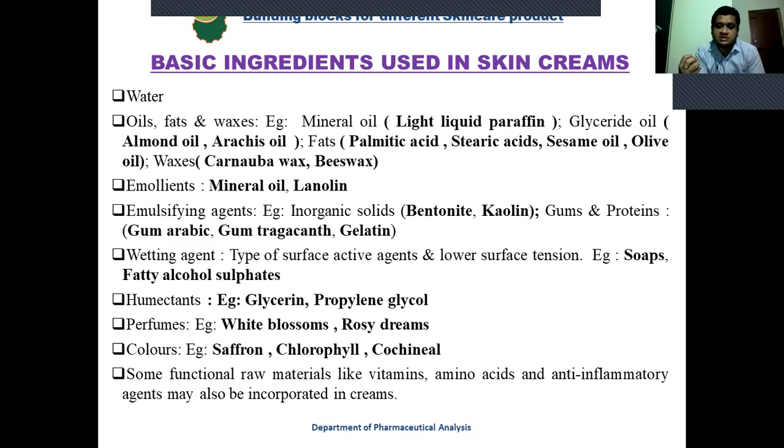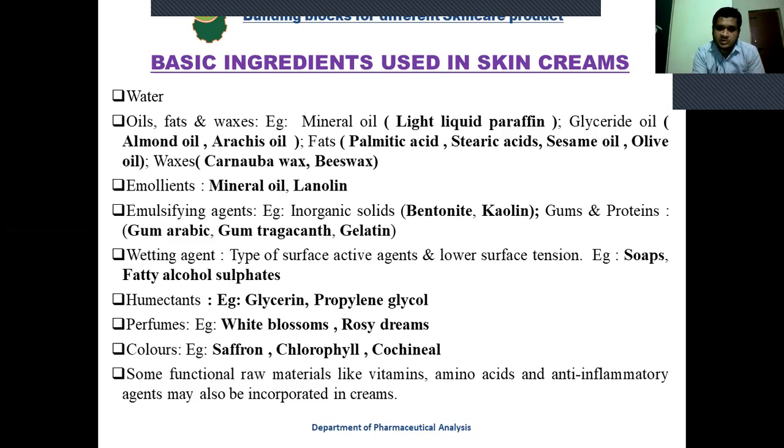It will provide the moisture or retain the moisture so that the product will not get dry. Whenever we apply the cream on our skin, the skin will get some moisture, and after applying the cream it will not immediately get dry. So humectant is one type of substance which will mainly provide or retain the moisture.